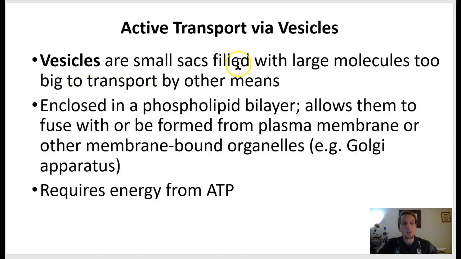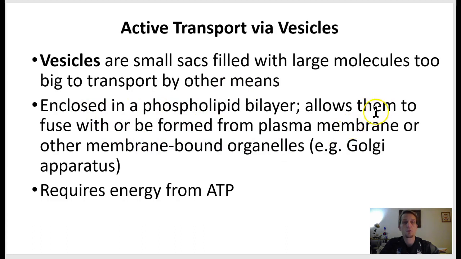So another form of active transport is major. It's not the molecular level or the protein level, but it's vesicles. So vesicles are these small sacs. They're almost the size of organelles inside your cells, and they enclose large portions, and they will move. Because they're being moved by transport, chaperonin proteins in the cell, that requires energy. Any movement requires energy in that sense. So, small sacs filled with large molecules, too big to be transported by any other means. It's enclosed in a phospholipid bilayer, and it allows them to fuse or be formed.